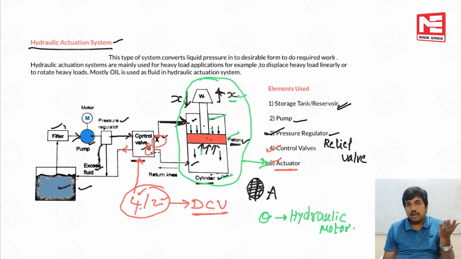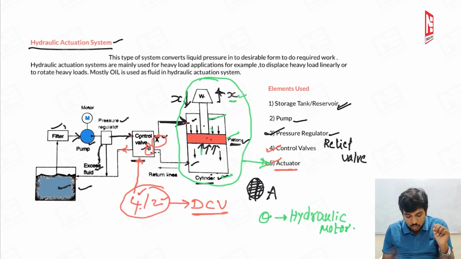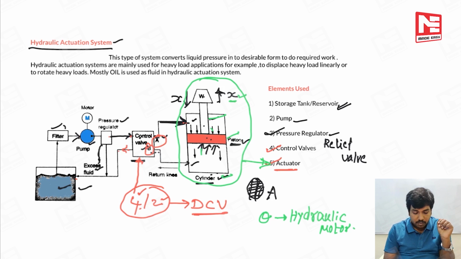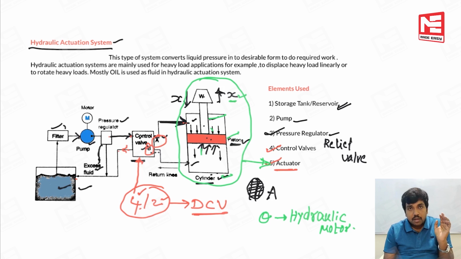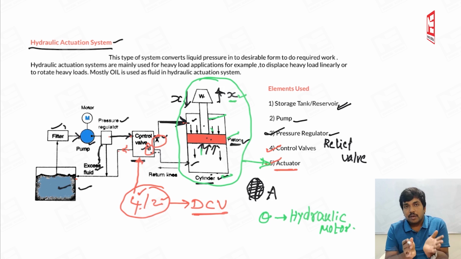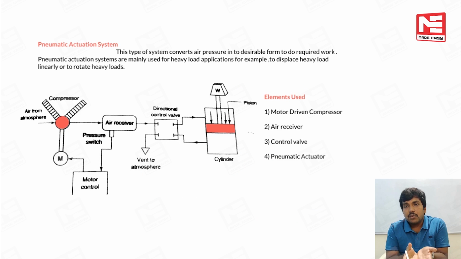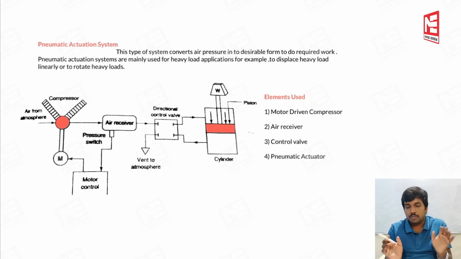Now let me go to the second kind of actuation system, the pneumatic actuation system. Let me show what components we have here. But before that, you need to understand what a pneumatic actuation system is. It's very simple because you already know the previous two cases: the human body and the hydraulic actuation system. A pneumatic actuation system is a system which converts air pressure into a more suitable form that can be used to do the desired work.